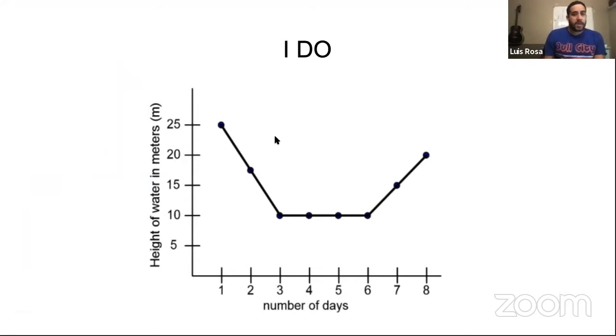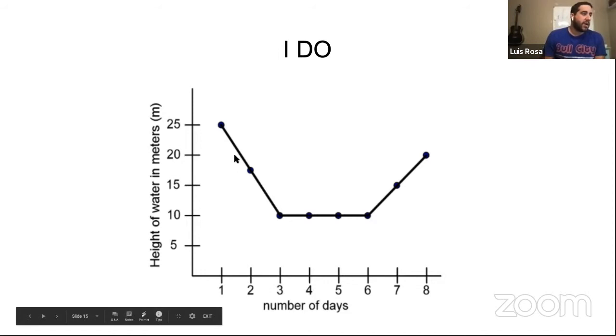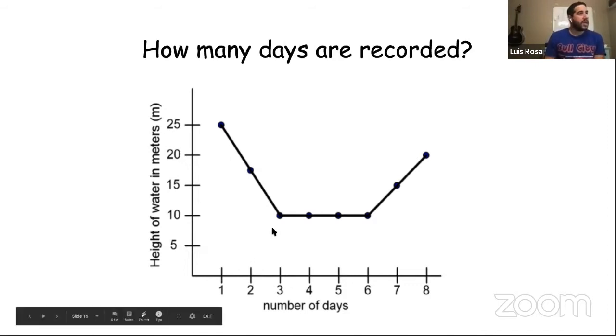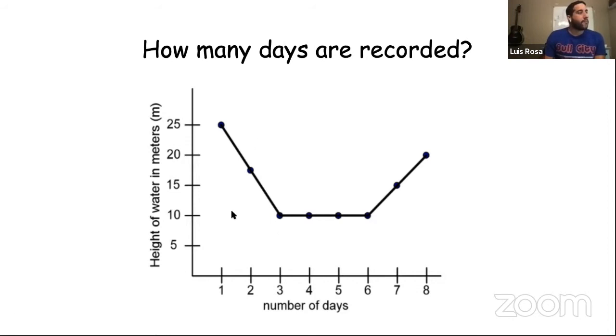So I see a graph right here, and it's telling me the height of water in meters and the number of days, right? The graph starts with day one, it has 25 meters, and day two has around 17 meters. Day three, you see about 10 meters of water. Day four, you have 10. Day 6, you have 10 again, and then day 7, 15, and then day 8, you have 20 meters.